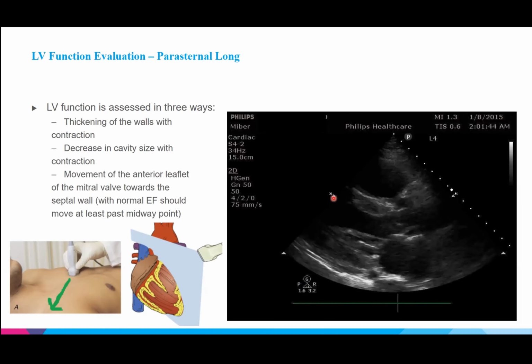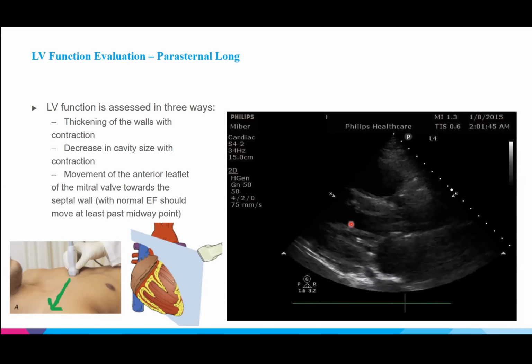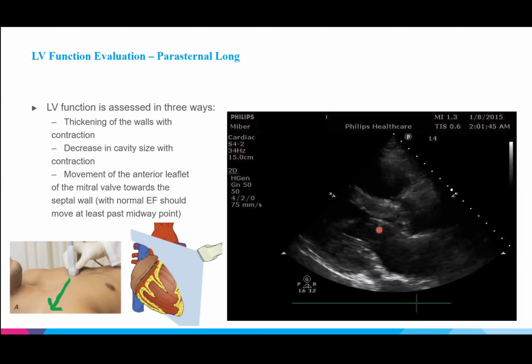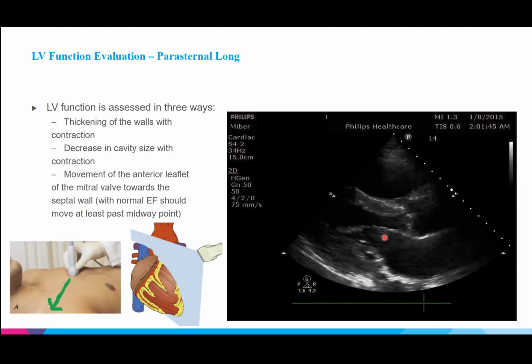We're looking at the thickening of the walls with contraction, so all these walls thickening with each contraction. Is the cavity size, so the volume or area of anechoic blood in the left ventricle, shrinking appropriately with contraction? And then is there adequate movement of the mitral valve? We're paying particular attention to the anterior leaflet because it's closest to the probe. So we're looking at this one, and ideally you want it to touch towards the septal wall for function to be at least normal or hyperdynamic.